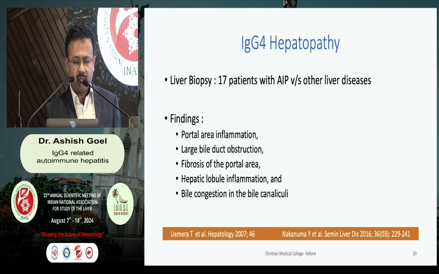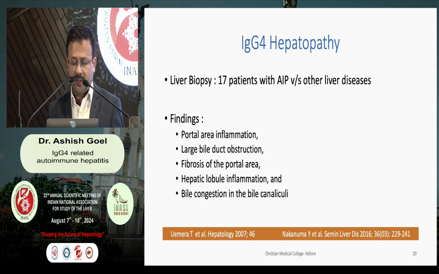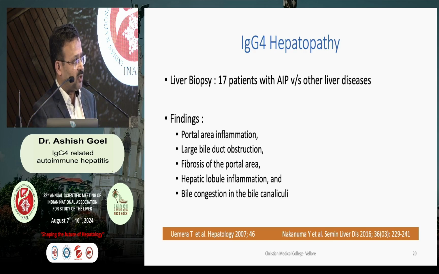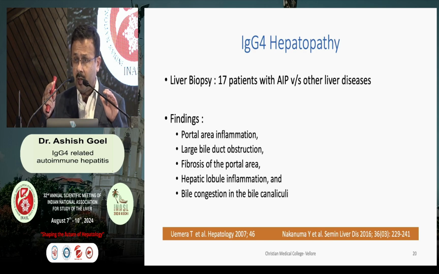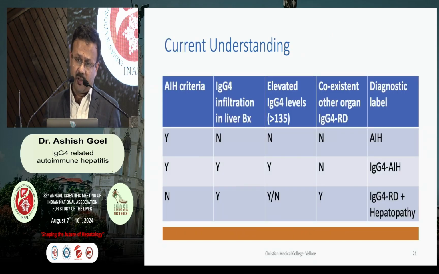and they found a lot of portal area inflammation, bile duct obstruction, fibrosis in the portal area, hepatic lobule inflammation, and even bile congestion in the bile canaliculi. So essentially what it means is it's a systemic disease. Liver is getting involved in any patient with IgG4 related disorder. So a bystander effect is called IgG4 hepatopathy. The treatment looks similar to any other IgG4 related disease and is organ specific to that.